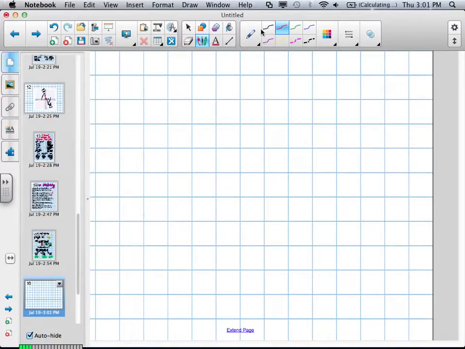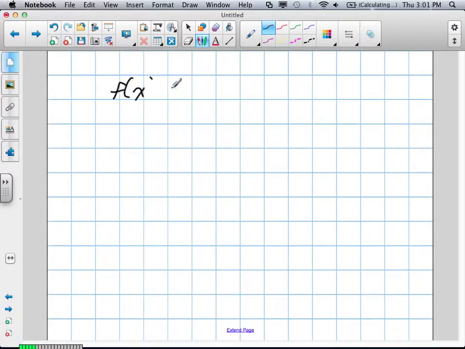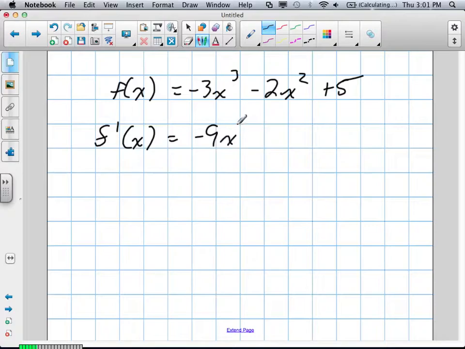We'll put a new page in between this. So we're going to have to differentiate our function. Our original function being f of x is equal to negative 3x cubed minus 2x squared plus 5x. We need to differentiate this. So f prime x is equal to negative 9x squared minus 4x. Oh, sorry, that was 5x, right? Plus 5. So we now have a quadratic. Critical values occur when f prime x is equal to 0. So we set this equal to 0.